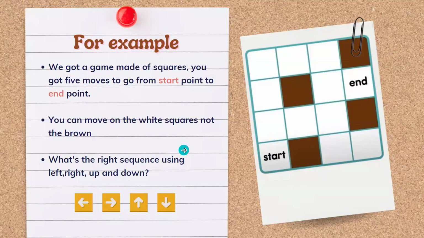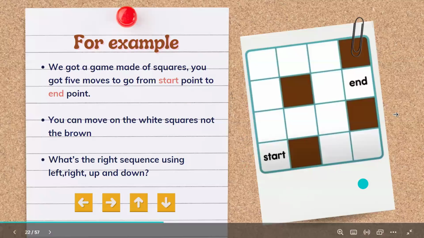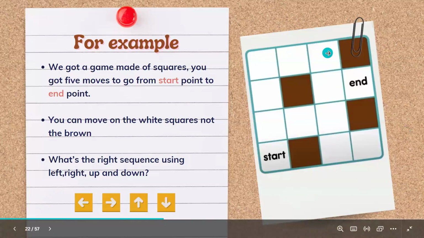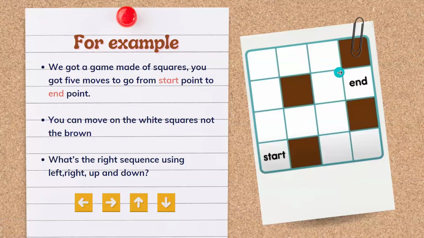For example, in order to understand more, we made a game made of squares. You have 5 moves to go from the start to the end point.